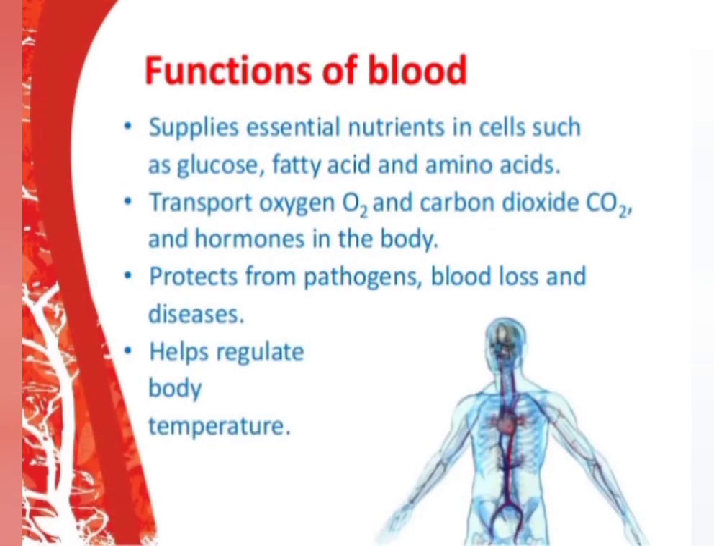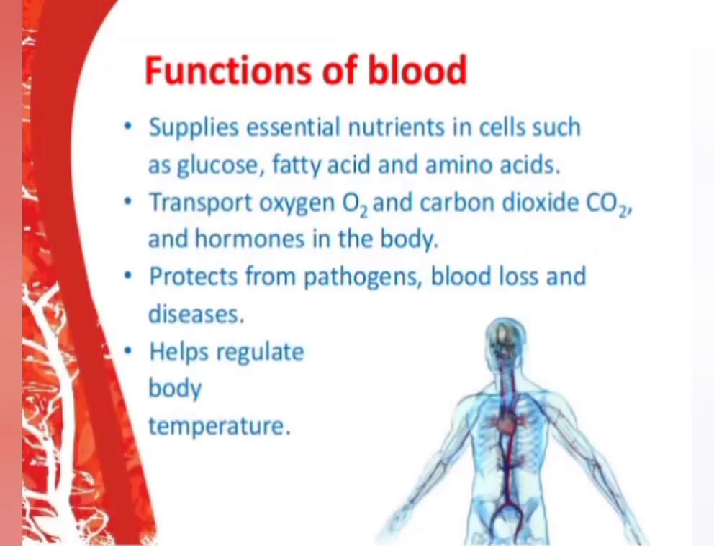If we talk about the function of blood, it supplies essential nutrients to the cells such as glucose, fatty acids, and amino acids. It transports oxygen, carbon dioxide, and hormones in the body. So on the basis of these facts, we can say that the blood works as a vehicle which transports the nutrients to the different parts of our body, as well as oxygen and hormones.